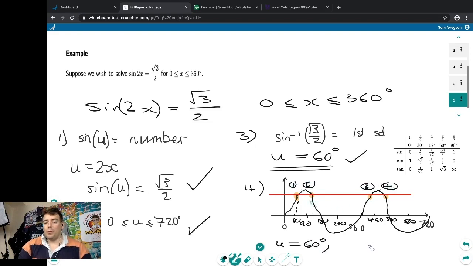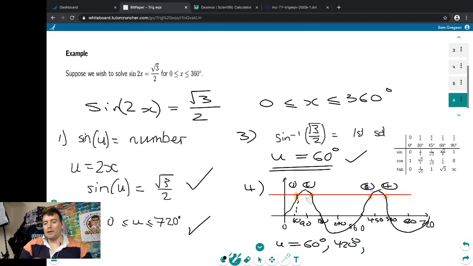Which one's going to be super easy to find straight away? So super easy is number 3, because you just add 360 on. So what will that be? 360 plus 60 is 420. So we've got 420 degrees.